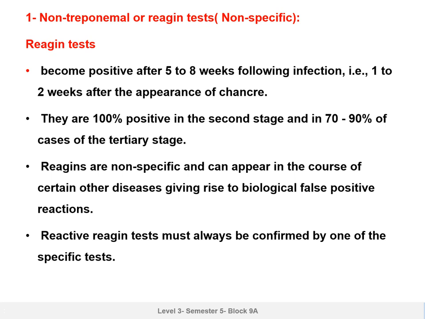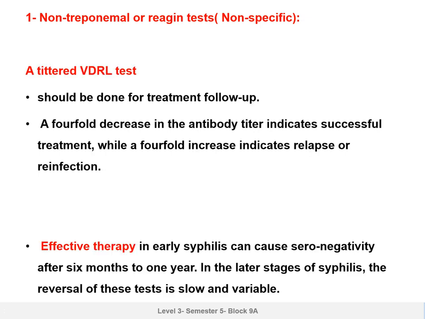The reagin test becomes positive 5 to 8 weeks following the infection, 100% positive in the second stage and 70 to 90% of cases in the tertiary stage. They are non-specific, and a reactive reagin test must always be confirmed by one of the specific tests. The VDRL can be done quantitatively or by titration, and should be done for treatment follow-up. A four-fold decrease in the antibody titer indicates successful treatment, while a four-fold increase indicates relapse or reinfection. Effective therapy in early syphilis can cause seronegativity after 6 months to 1 year.